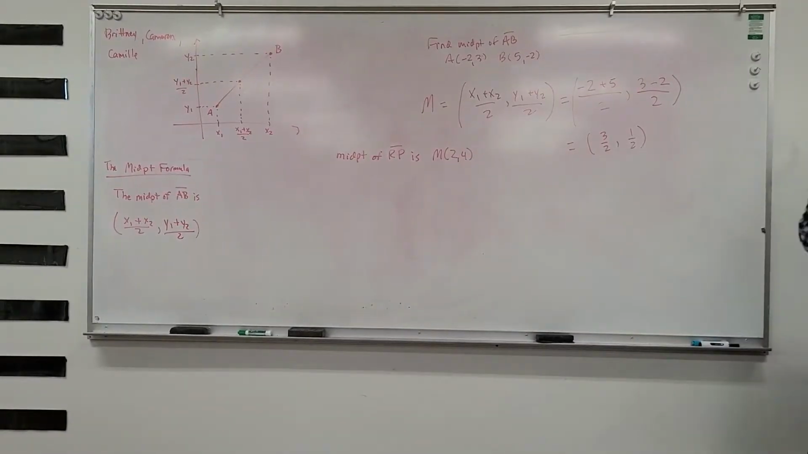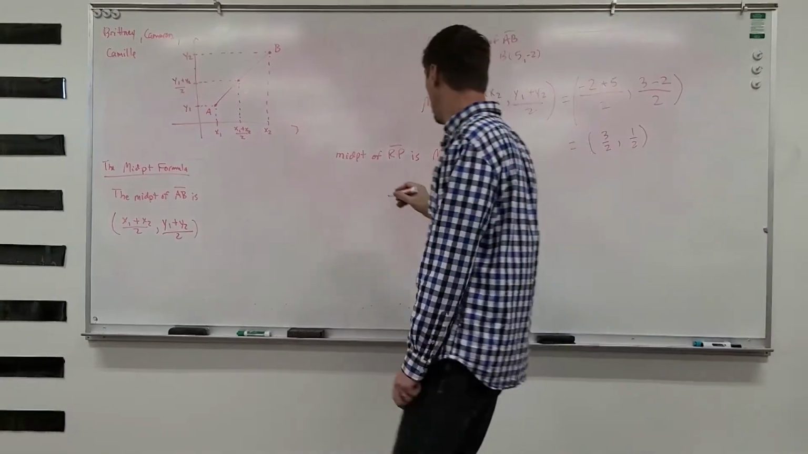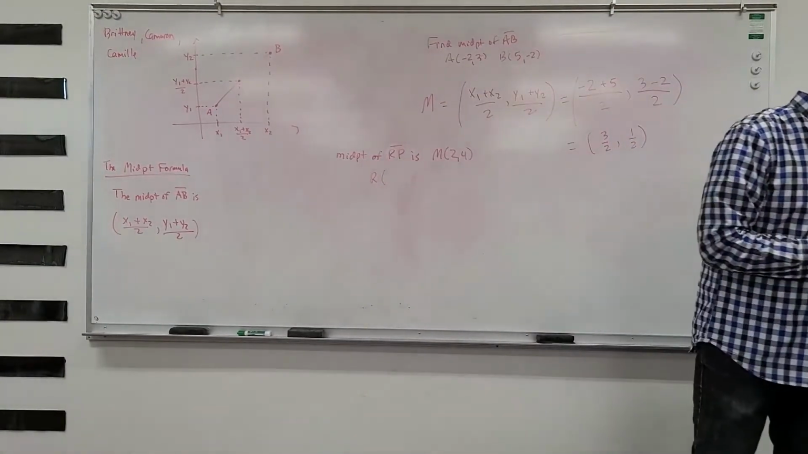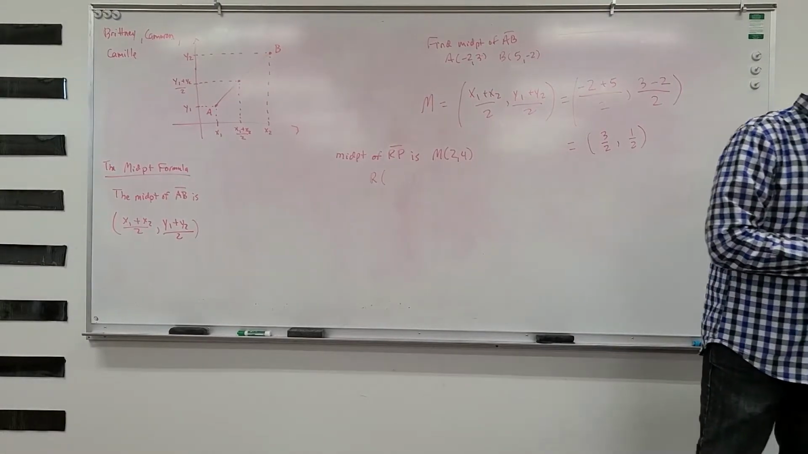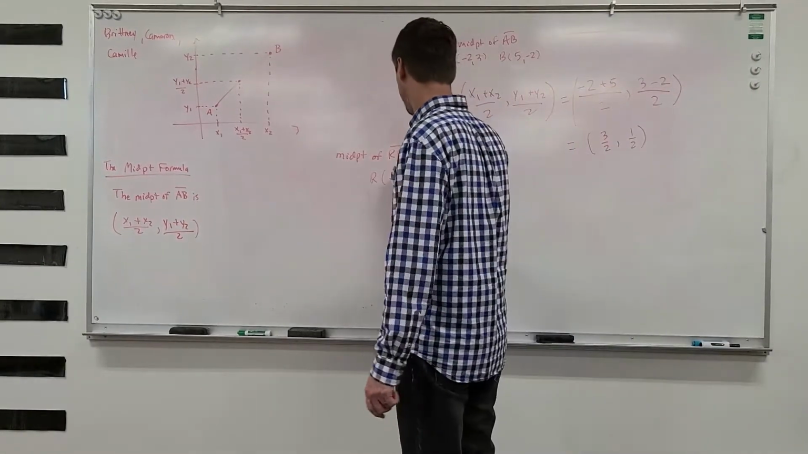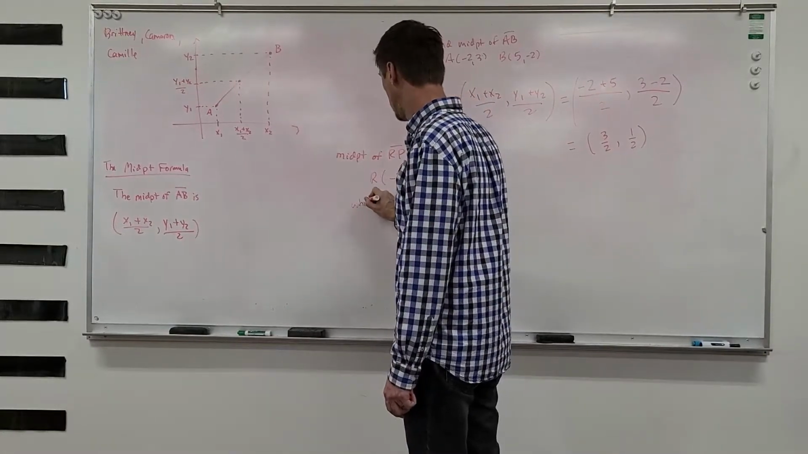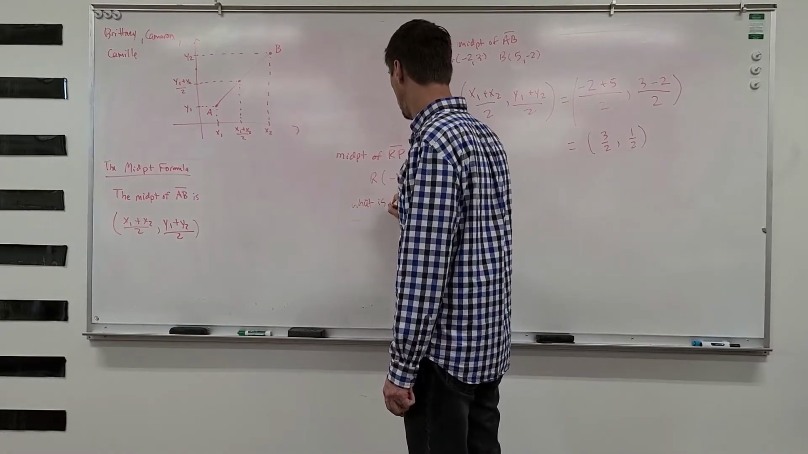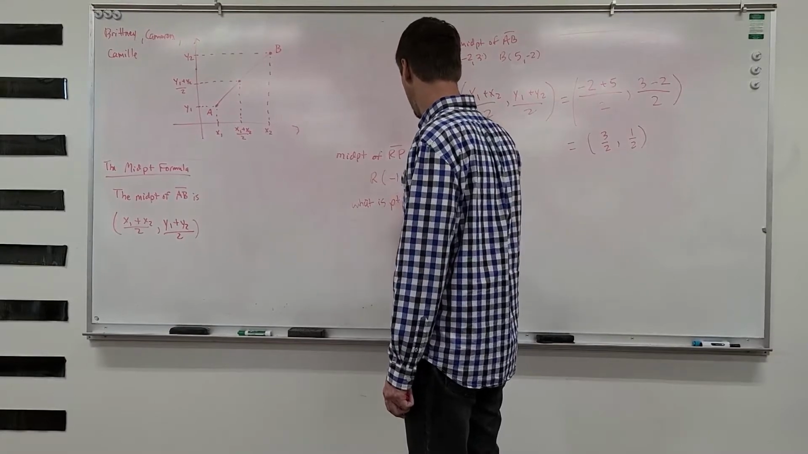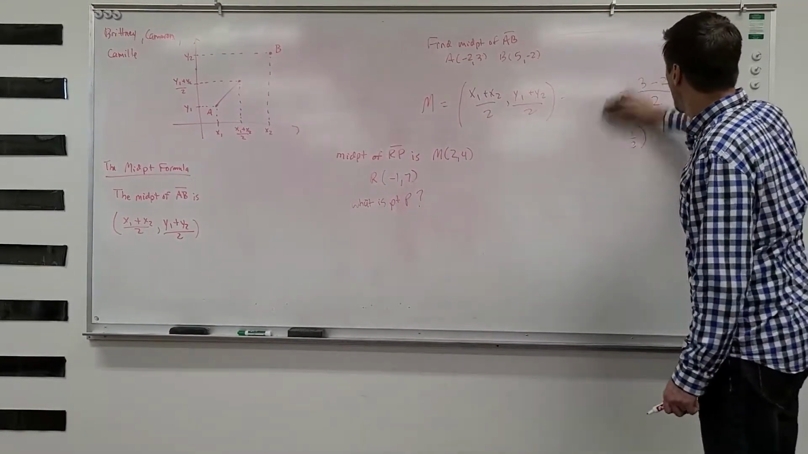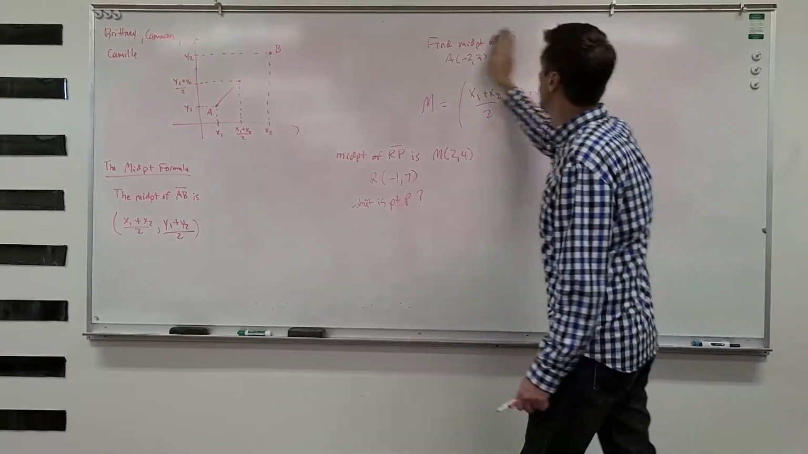And they tell us that one endpoint, R, is (-1, 7). And they ask, what is point P? So we're trying to find the value for point P here. All right, so how would we go about doing that?